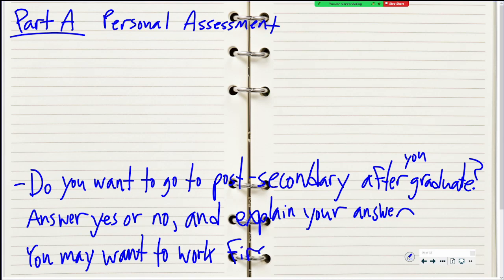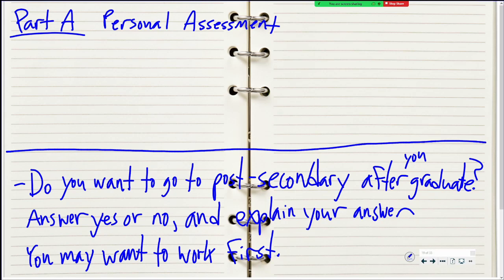You could say, no, I don't want to pursue post-secondary education once I graduate, or I do want to pursue post-secondary education, but not until I've done these things, right? So you can just talk about your particular circumstance, but that's a key point that you have to answer. If you don't answer that question, you're not going to get full marks for this assignment. So you need to offer that.